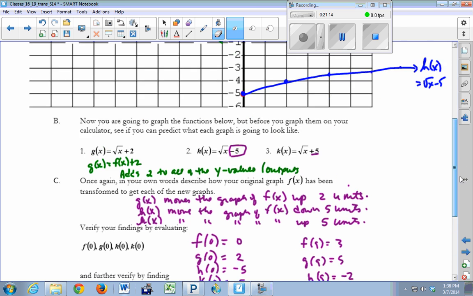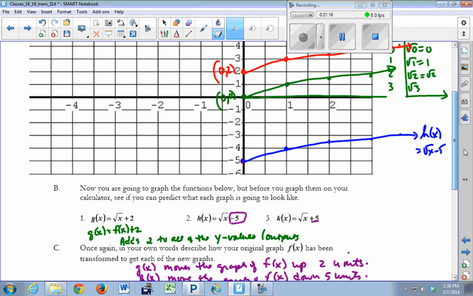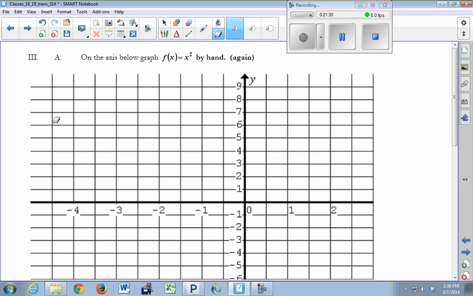Okay, so there we have the parent function x squared with some vertical transformations, and the parent function square root of x with some vertical transformations, where we've shifted our graphs up and down the y-axis. So now let's take a look at x squared again, and you should be able to quickly graph x squared, since we just spent some time doing that with number 1.